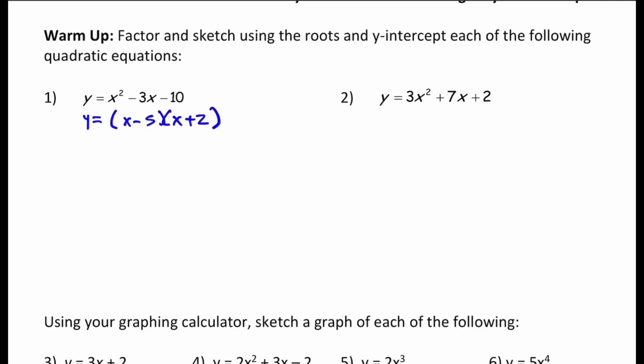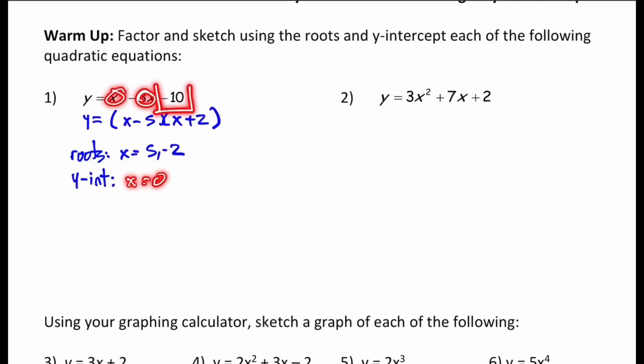So what do we know? We know our roots, x equals 5 and negative 2. So that's going to be where it crosses the x-axis. The y-intercept is easy to get because it's what we get when we set x equal to 0. So basically this becomes a 0, that becomes a 0. There's my y-intercept. So the y-intercept, y equals negative 10. So we're just going to sketch that.